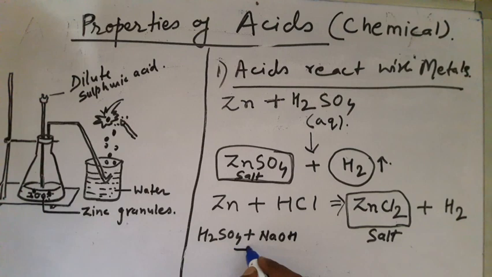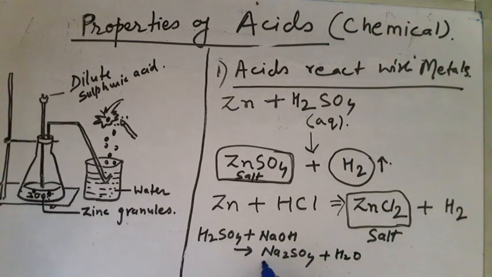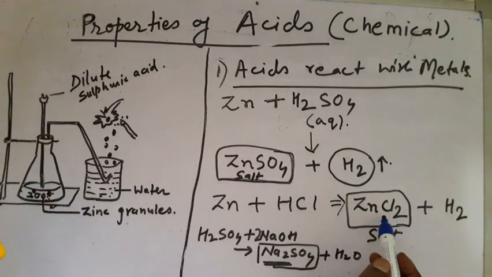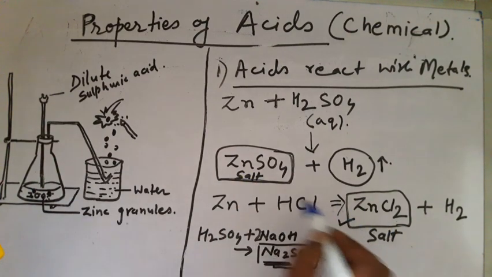Then ये दोनों आपस में react करके क्या बनाएंगे? Na2SO4 and water. देखिए यहाँ पर बन रहा है. Now see, sodium sulfate is formed here. This is a salt. Okay, now you have to balance this reaction, just add 2 here and then the reaction will get balanced. Now see, sodium sulfate, zinc chloride is just an example of salt.